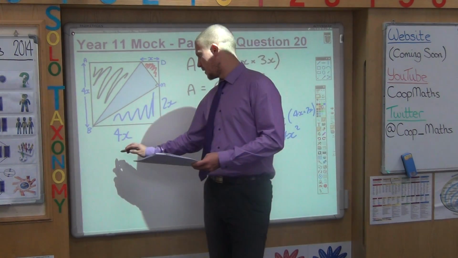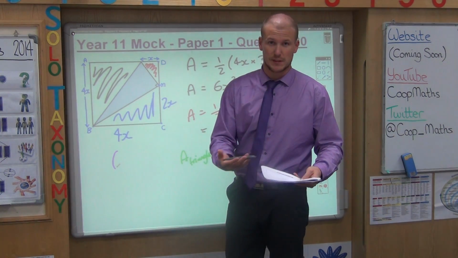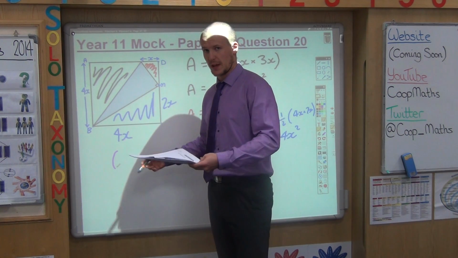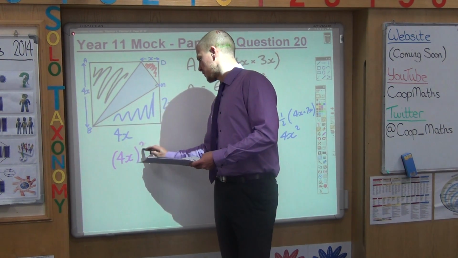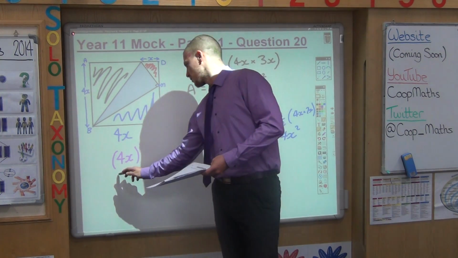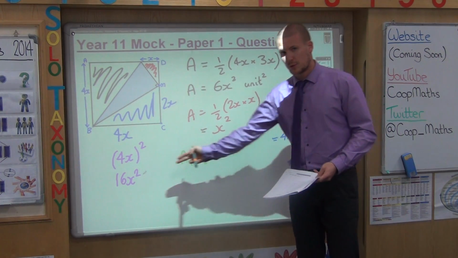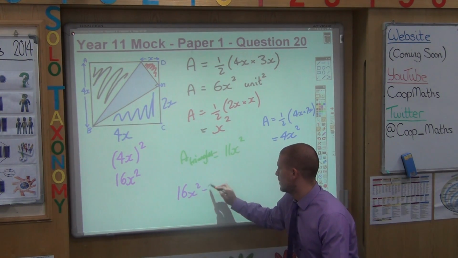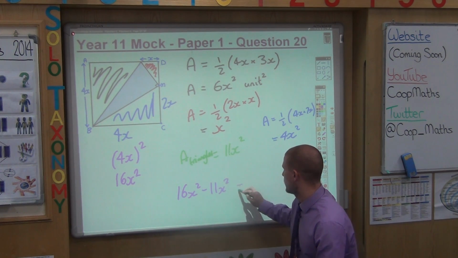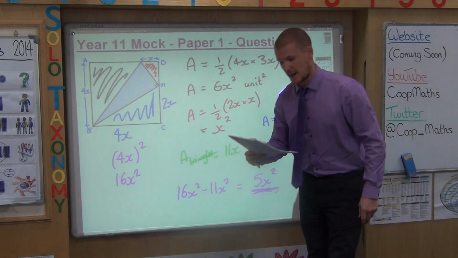Area of the whole square is, area of a square is its length times breadth, or its length squared, because the length's the same size on all sides. So 4x all squared gives me 16x squared. And then the difference between those two is going to give me 5x squared. Again, I'm just going to make sure I'm doodling that down. 5x squared is the area of that triangle.